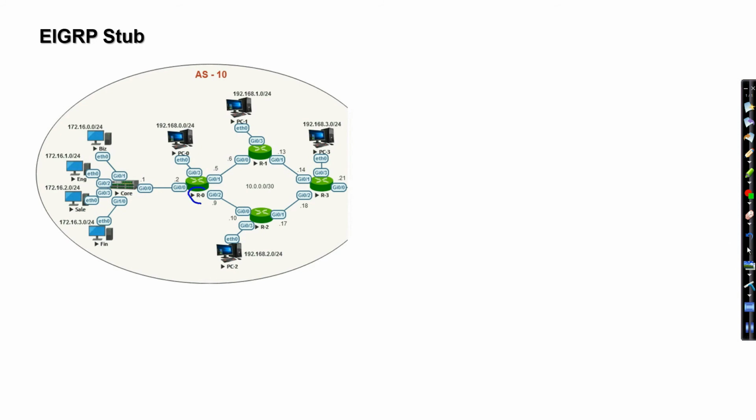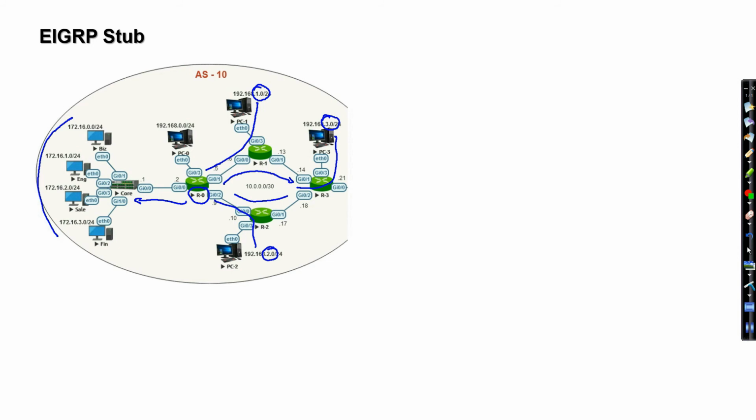Let's focus on router 0. Currently, router 0 only has one path to the core switch for all the 172.16 networks. It also load balances via router 1 and router 2 to router 3 for the 3.0 network. But router 0 only has one path to router 1 for the 1.0 network and one path via router 2 for the 192.168.2.0 network.